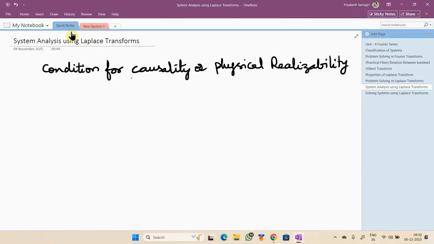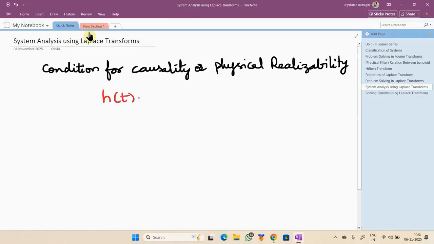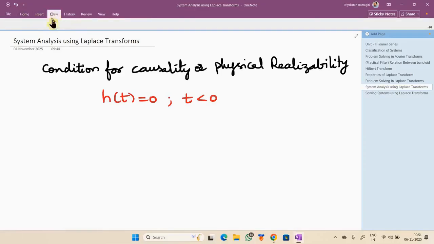Nice, correct. So the condition for causality is h of t equal to 0 for t less than 0. So this is the condition for causality. I hope all of you remember this. Yes, sir. Right. Now, shall we write the condition for BIBO stability?